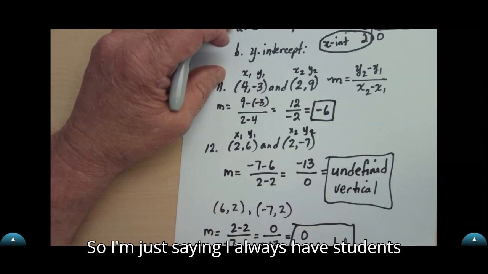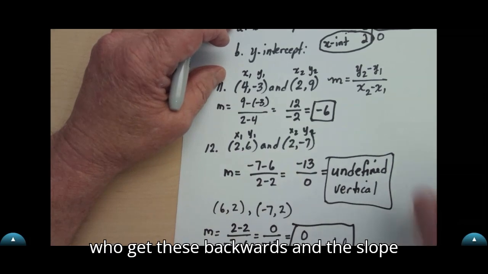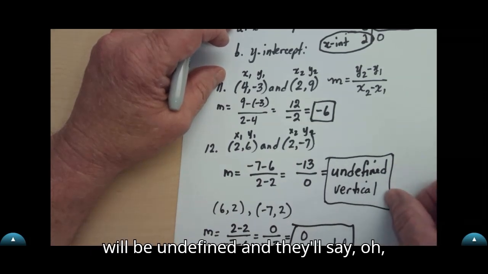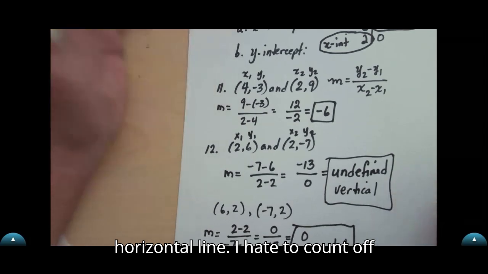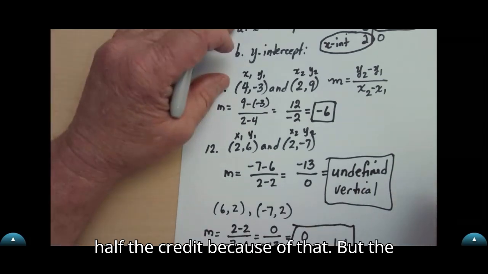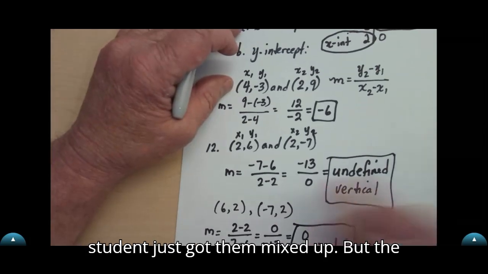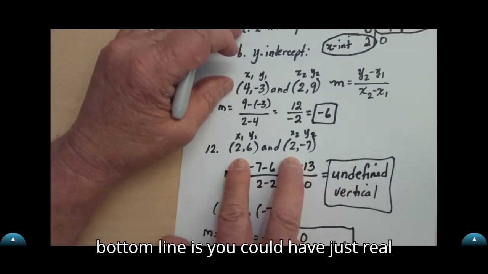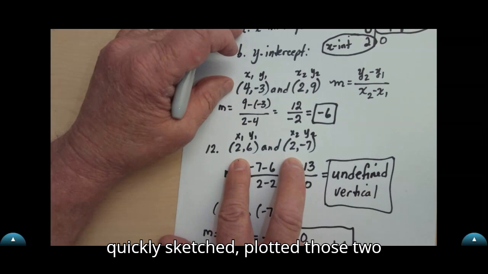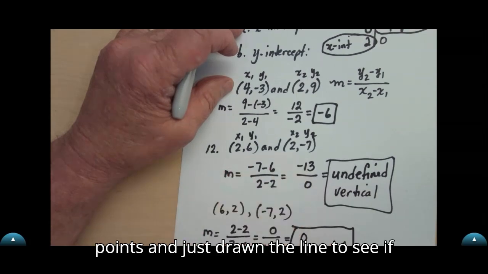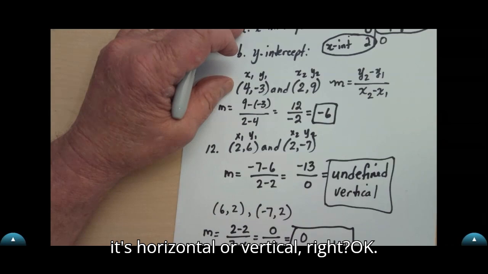So I'm just saying, I always have students who get these backwards and the slope will be undefined and they'll say, oh, horizontal line. I hate to count off half the credit because of that, but the student just got them mixed up. But the bottom line is you could have just real quickly plotted those 2 points and just drawn the line to see if it's horizontal or vertical, right? Okay.